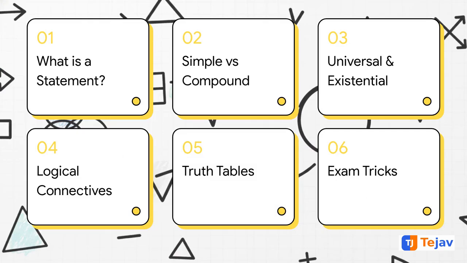Okay, so here's our roadmap for today's explainer. We'll start with what a statement actually is, compare simple and compound ones, and look at universal and existential types. Then we'll master logical connectives, decode truth tables, and wrap it all up with some absolute must-know exam tricks.